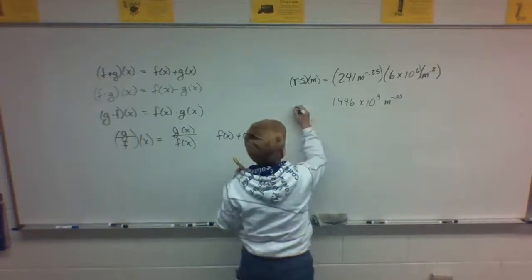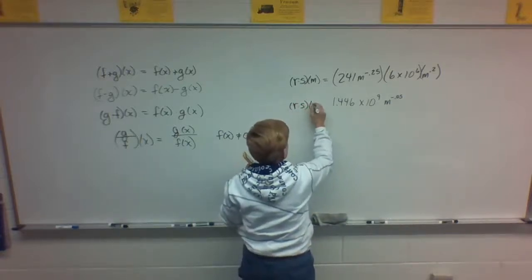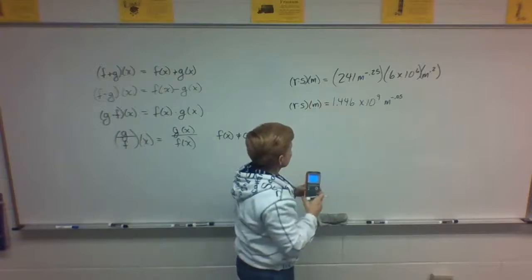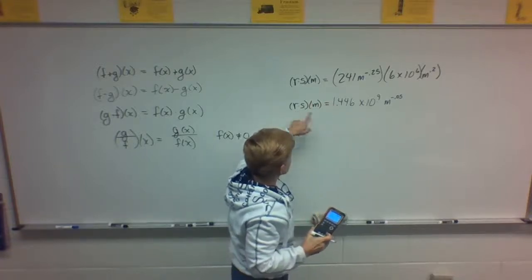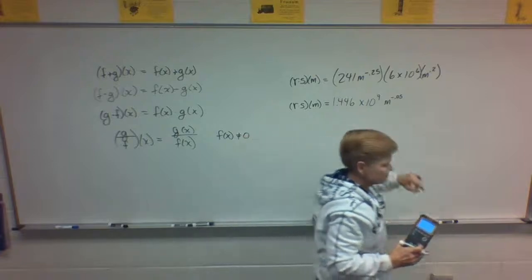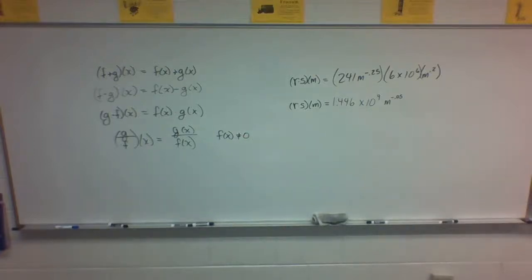This would be R times S of M, simplified. So that's the result. The name of this thing is R times S. That's our function. And it says explain what R times S of M represents. What does R mean? What is R? What did they tell us R was?